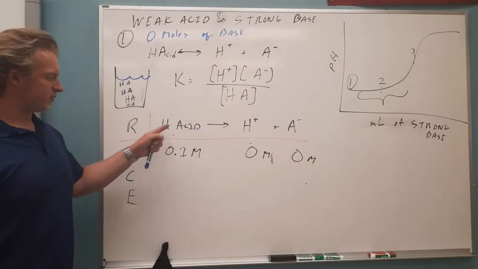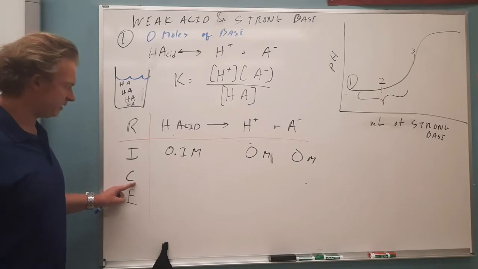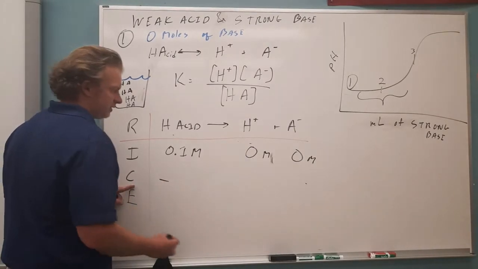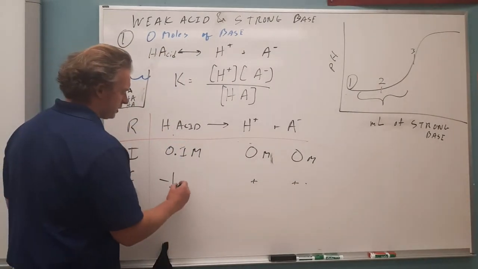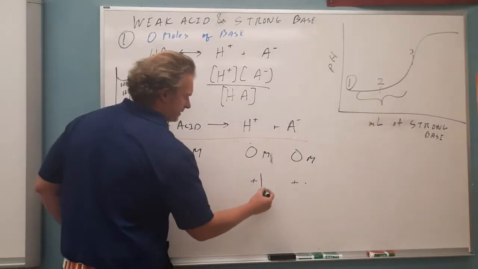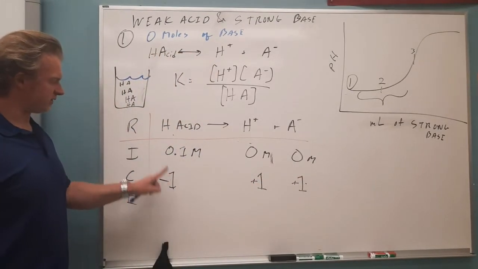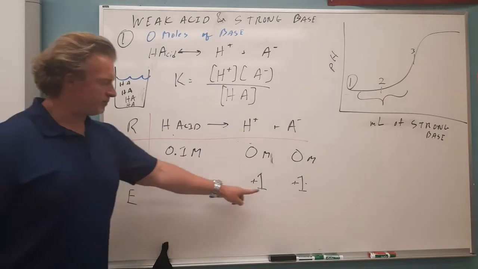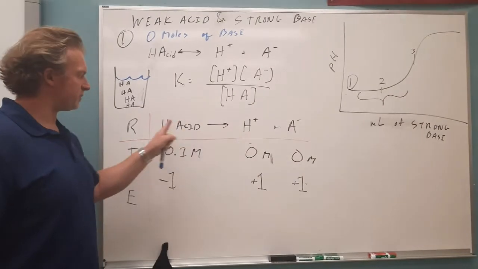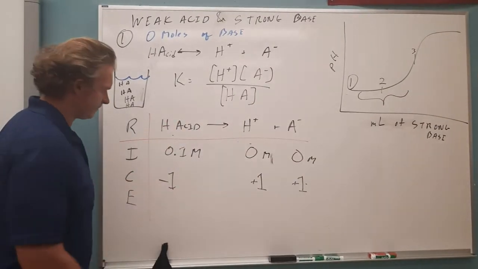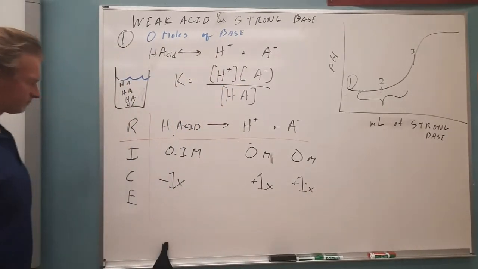In our rice table, things are going to change in a logical, reasonable manner. This is going to go down, these are going to go up, and these are going to go up, with respect to the balanced chemical reaction. So these 1s came from the balanced chemical reaction. If there were 2s and 3s up here, that's what I'd have down here. And it's still going to be some amount, X.